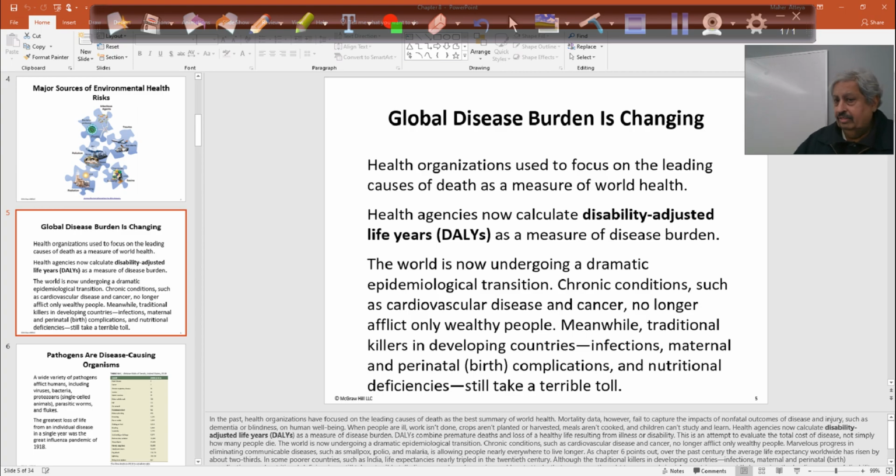Global disease burden is changing. The health organization used to focus on the leading causes of death as a measure of world health. So then you look at the whole thing and you calculate how many people are affected by what. So disability adjusted life years, that's an index, a measure of disease burden.